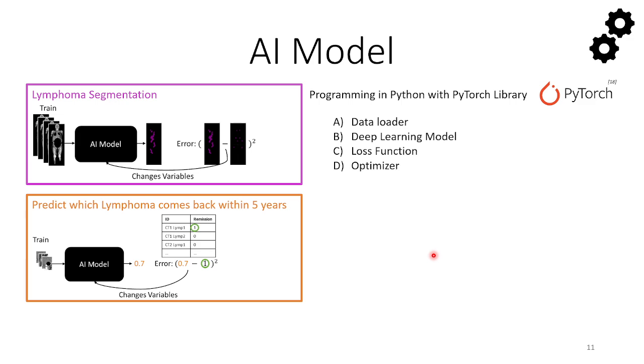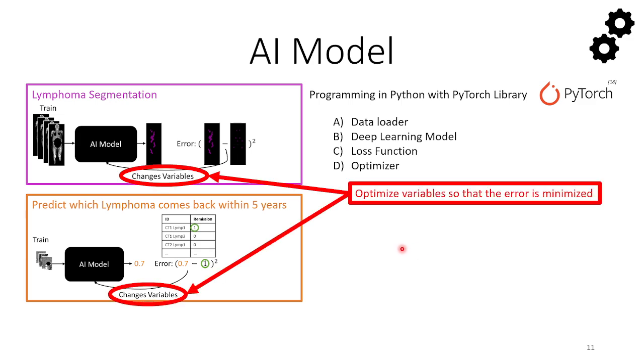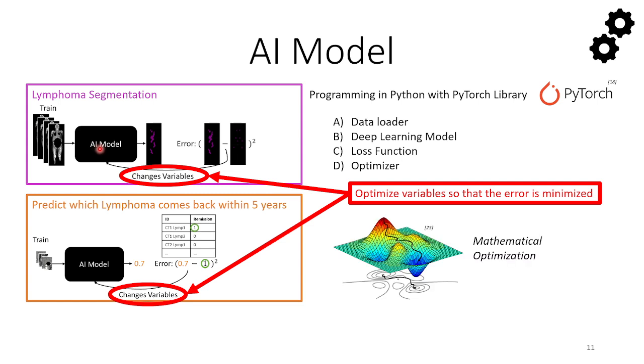Then the next step you need is the optimizer. The optimizer is the thing that changes the variables in the model. The optimizer is basically a mathematical minimization. Let's say we would only have 3 variables here in the AI model. Then you could plot this like this. It looks like some hills, like if you are in the Alps or something, right? And this is then the error function.